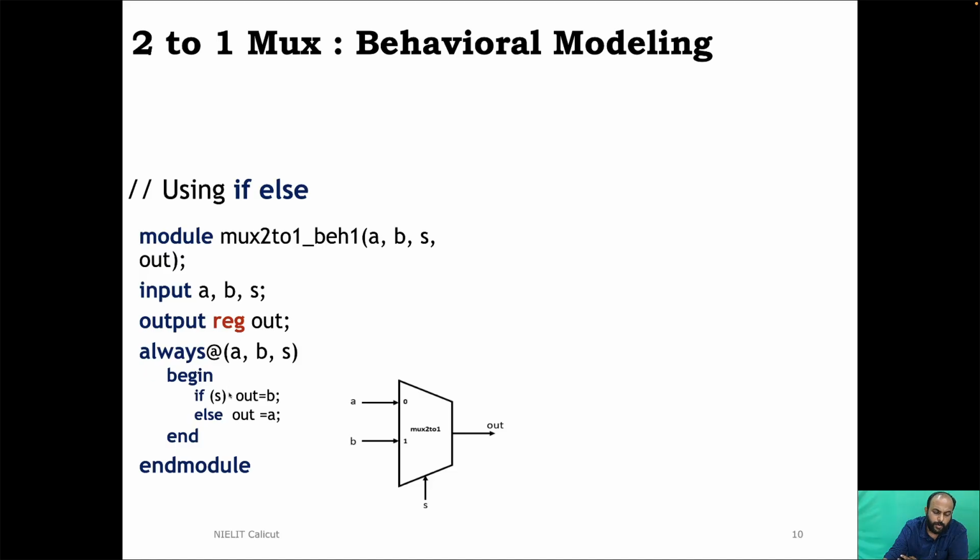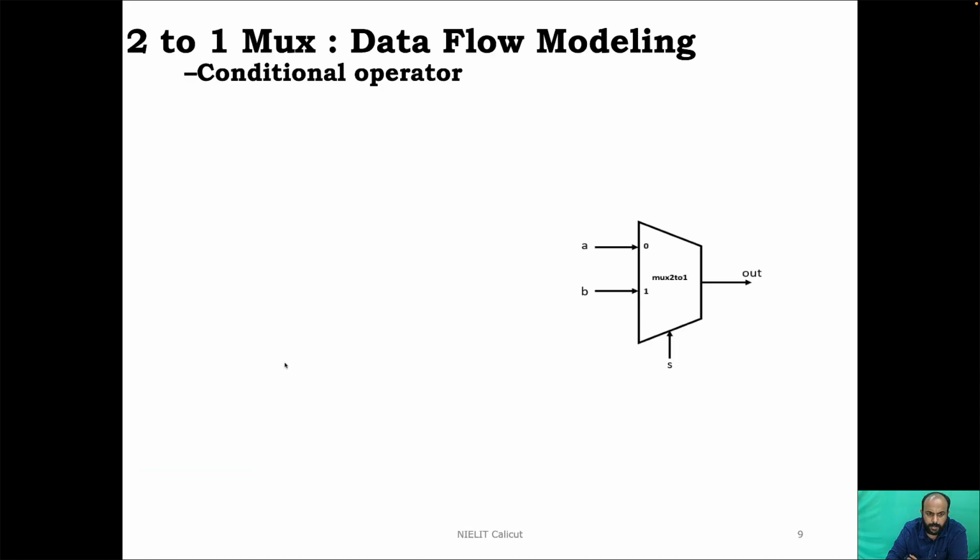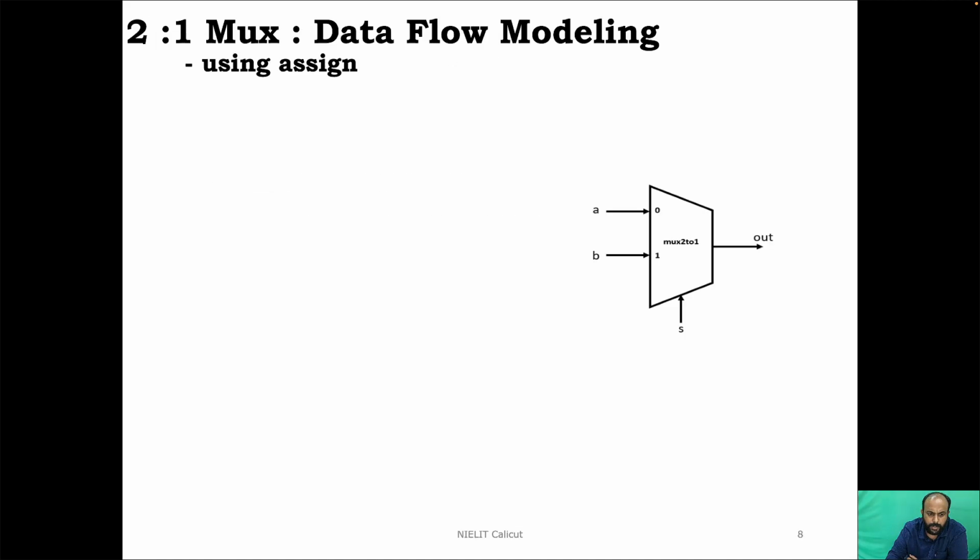To cut it short, as a rule of thumb, you can remember it this way: whenever you have a variable which is assigned inside an always block or an initial block, or assigned within a begin and end, it must be declared as register data type because it is not getting updated every instant of time.